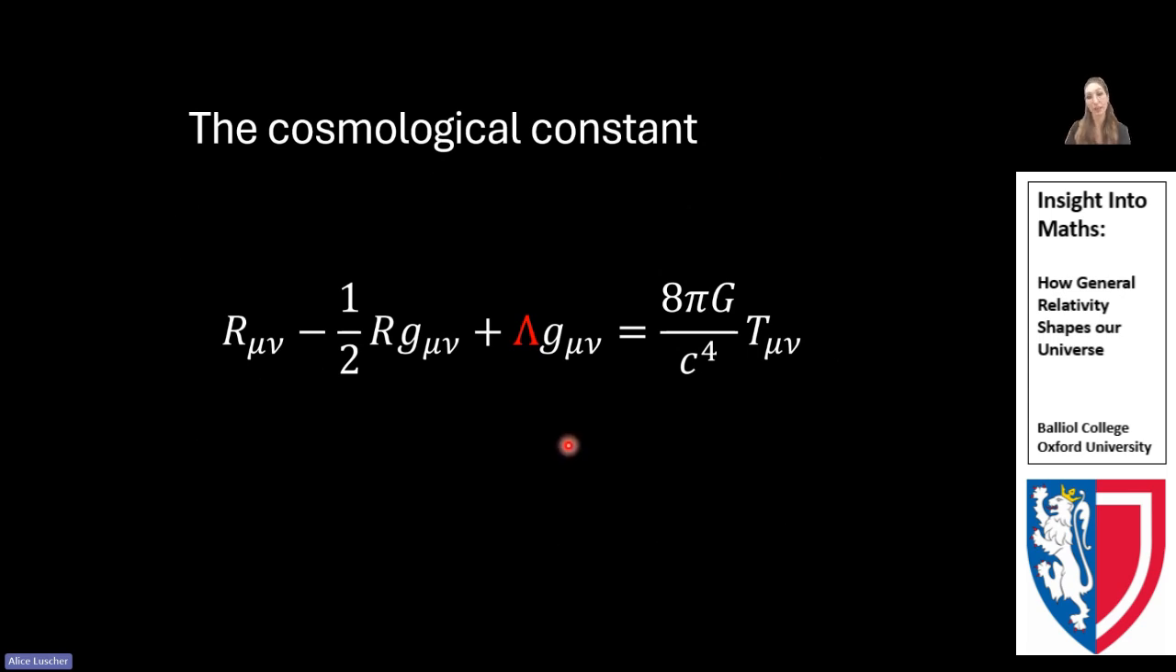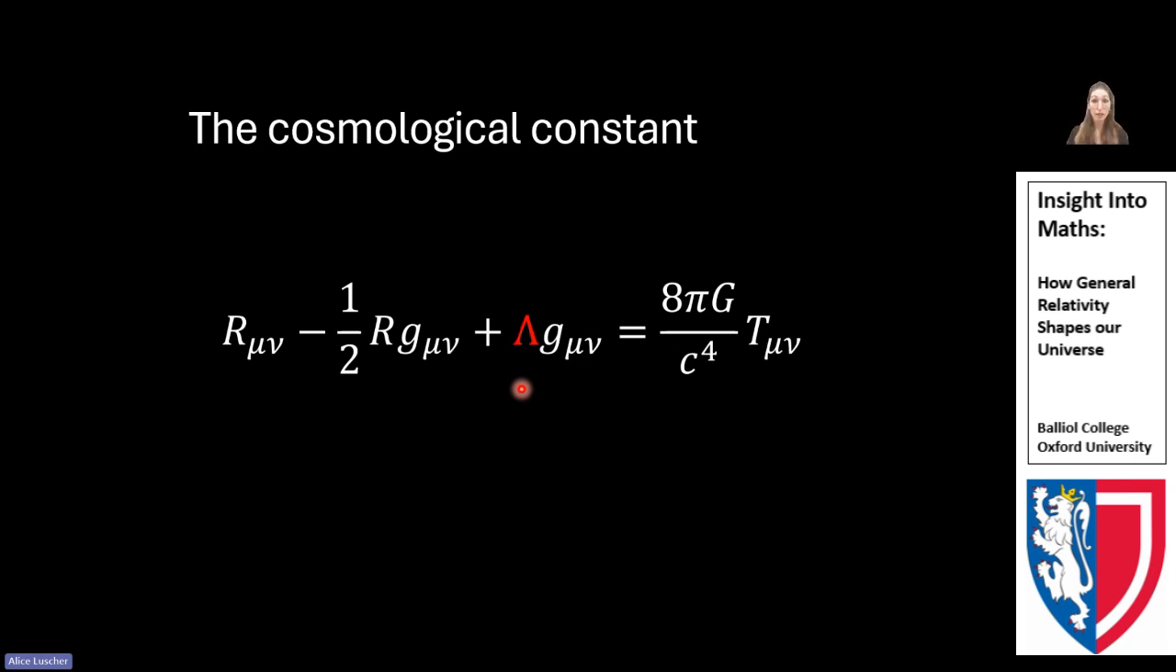So I'm writing it again. And actually, I'm adding a term compared to the version that you saw on the first slide. So on the first slide, there were only these terms. And now I'm adding this one with this red lambda that is called the cosmological constant. And that's actually the value of this parameter lambda that dictates the rate of the expansion of the universe.